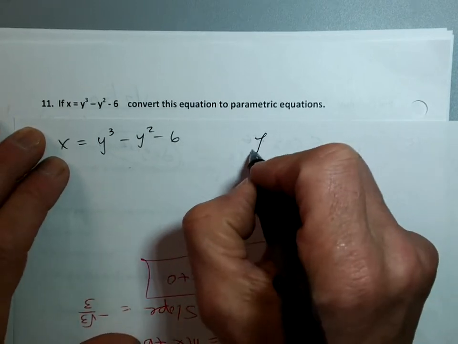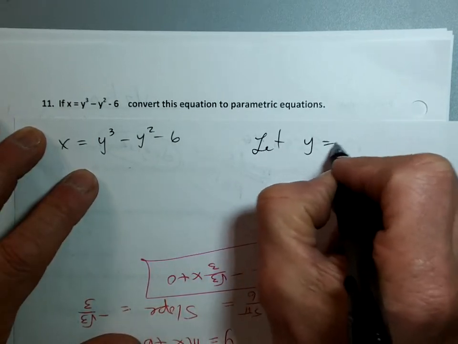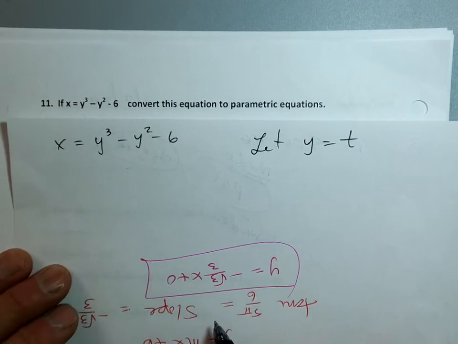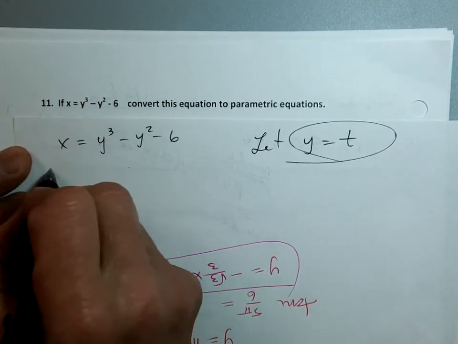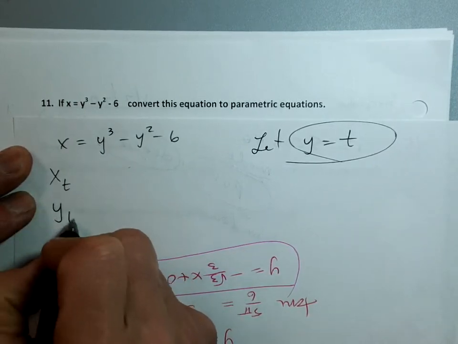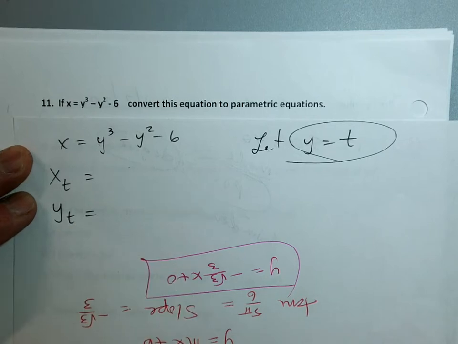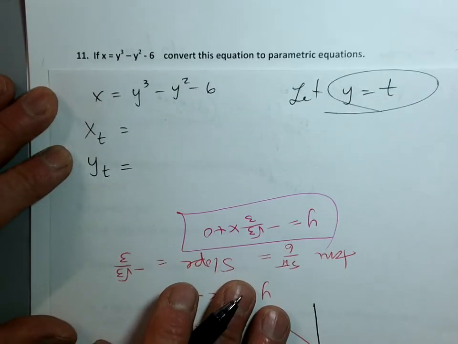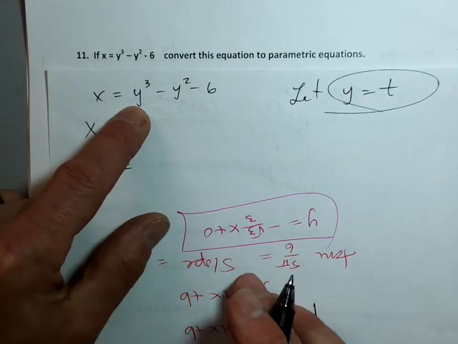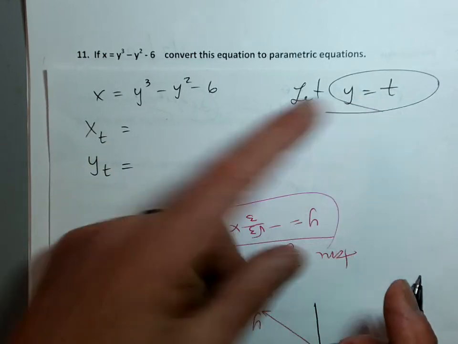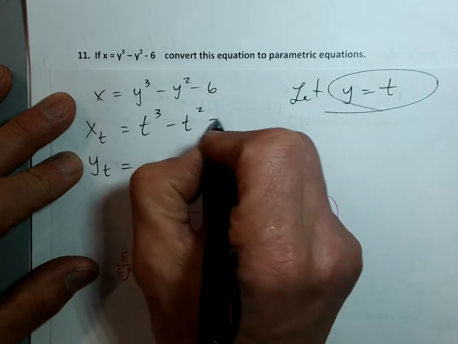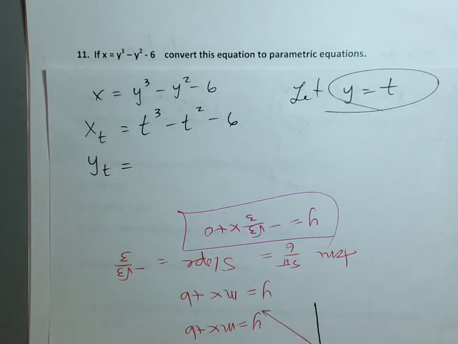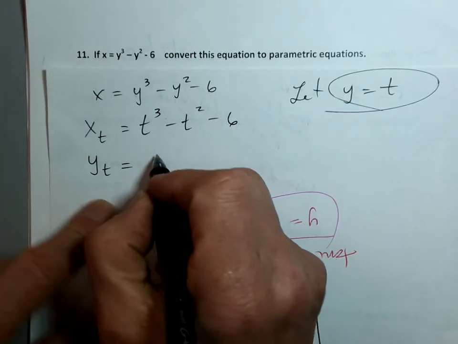What you do is you let y equal t. For parametric equations, you have x of t, y of t. So I'm not going to write y's anymore, I'm going to write t's. So x is t cubed minus t squared minus 6, and we already know y is equal to t.